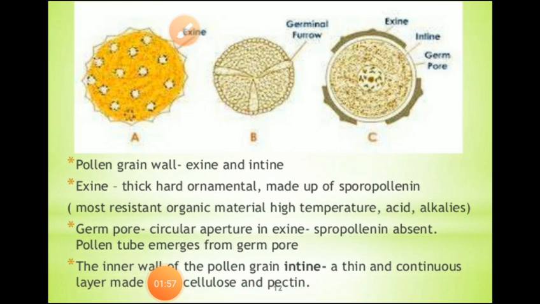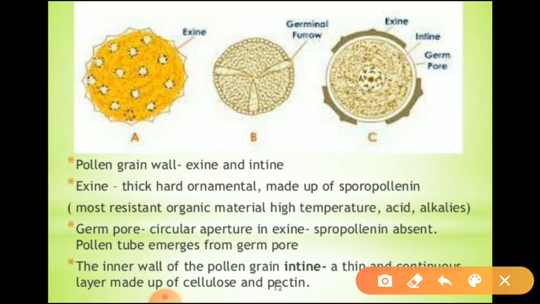Next we can discuss the structure of the microspore or pollen grain. A pollen grain consists of the following parts. What are they? Exine, intine and germ pore. All these are the parts of a pollen grain. First we can learn about exine and intine. What are exine and intine?